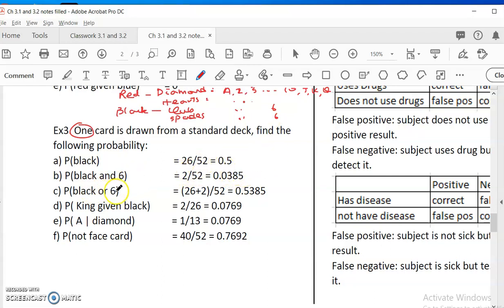What about black or 6? Logically, by definition, black or 6 means either it's a black card or a 6. Then I am successful, okay, or both. So let's count how many are black or 6. I count all the black cards because I just want black or 6. So long as I have some black card, it's fine. So it will be 26 for the black, right? And then after I do this, in the red ones, there are 2 sixes. That will satisfy my requirements. So I add these 2 red 6s. So I have 28 over 52, which is 0.5385.